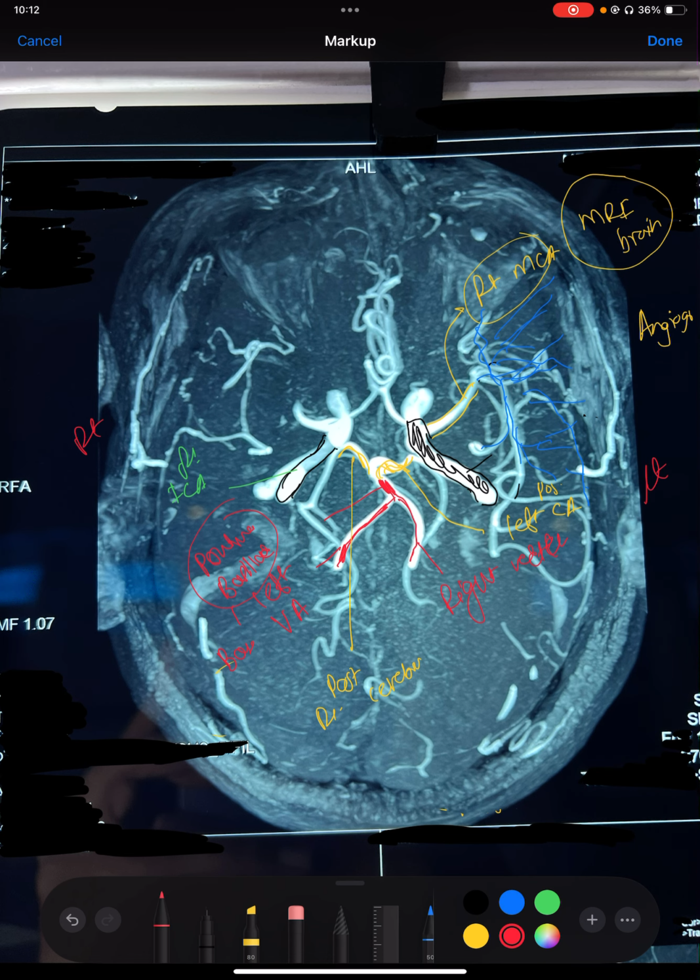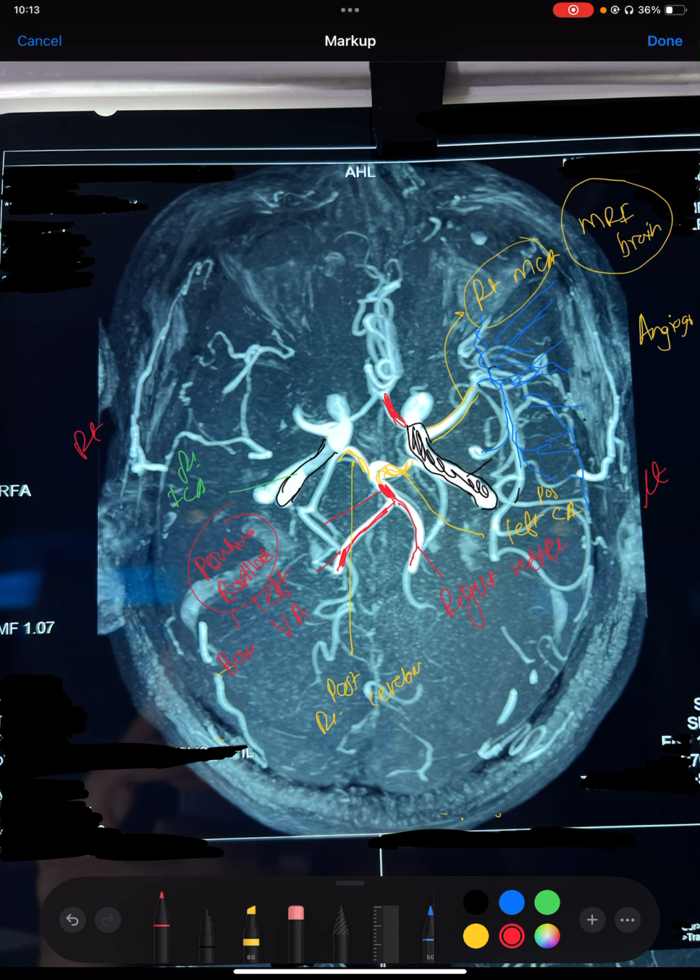And this is the anterior cerebral artery, the left anterior cerebral artery. This is the right anterior cerebral artery. These two join and they supply the anterior portion of the brain. Whereas, as we saw, this is the left middle cerebral artery.